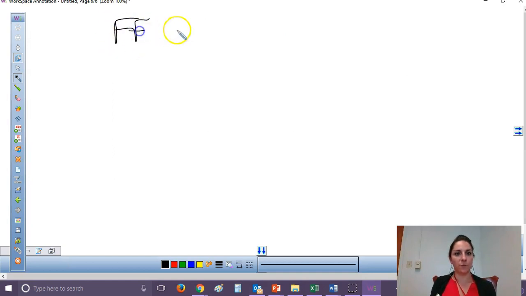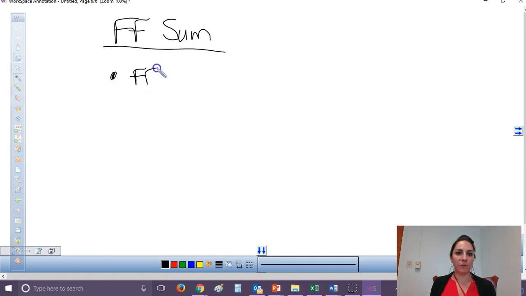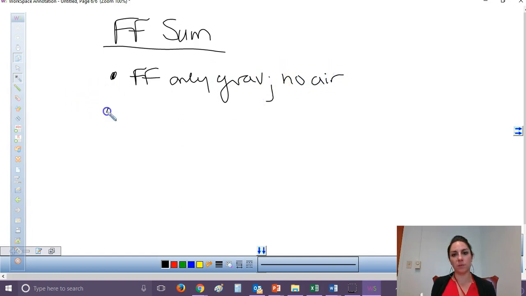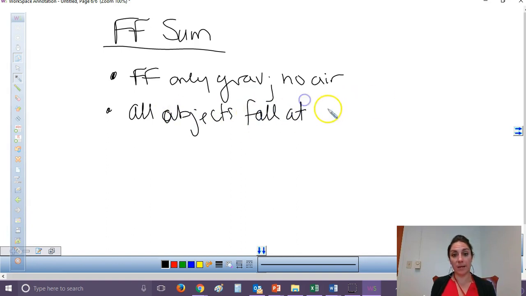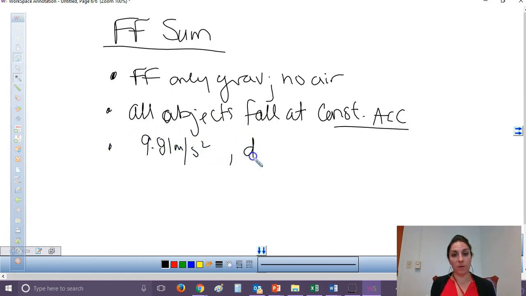Free fall recap, summary. Remember that free fall is only gravity and no air resistance. All objects fall at a constant acceleration, not speed. People confuse this. That value is going to be 9.81, but we model it downward.